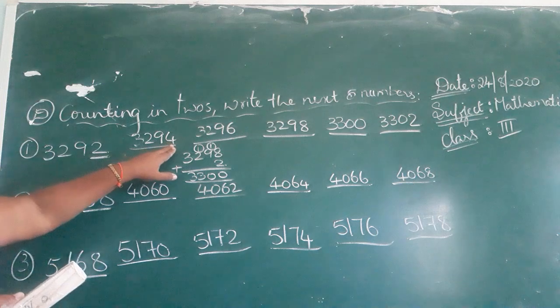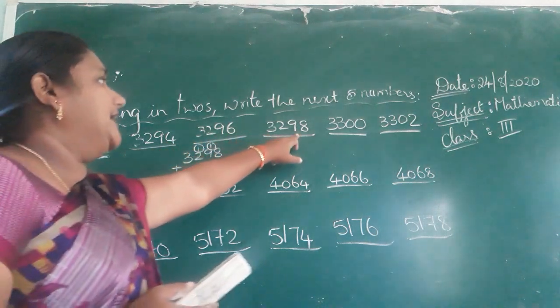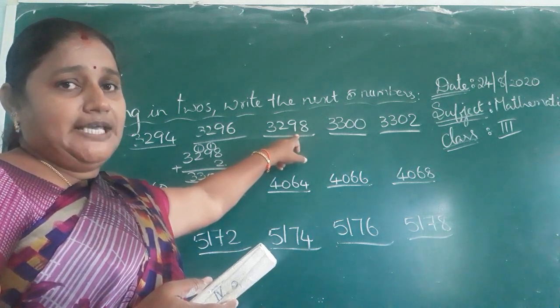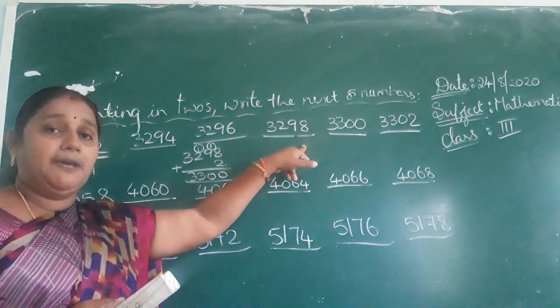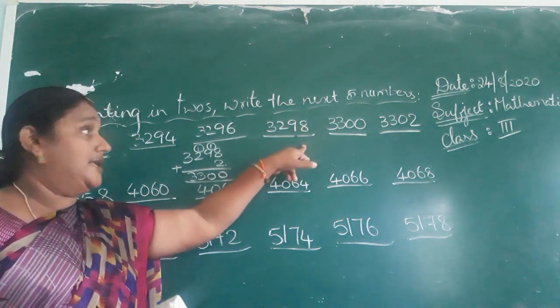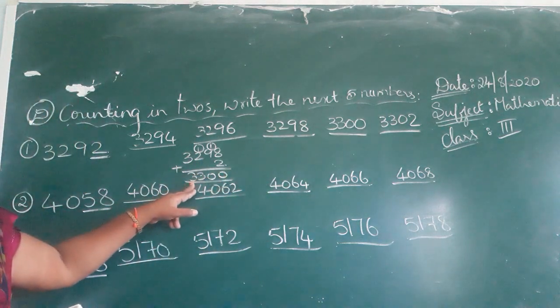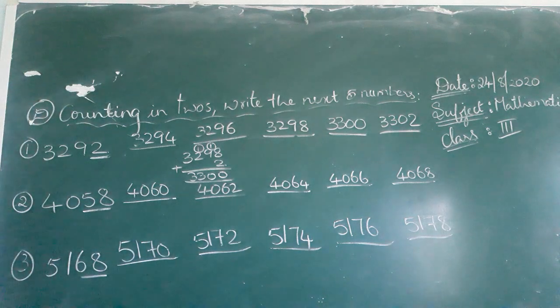Again you have to add 2 to this 94. You will get 96. Next 98. After 98 what will you get? 100. It's not possible to write 100 here. If you write here, it becomes a 5 digit number. So you have to add 2 like this and you will get 3300 and then 3302.